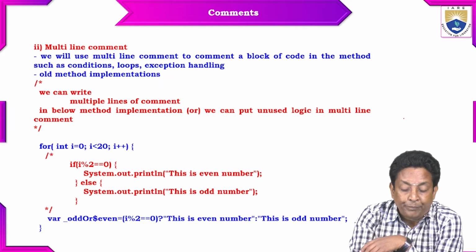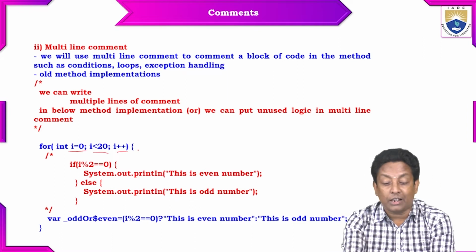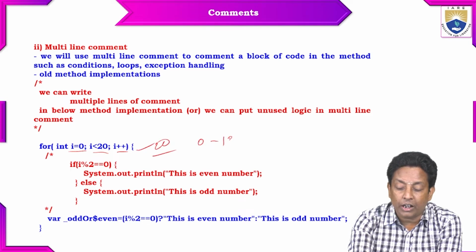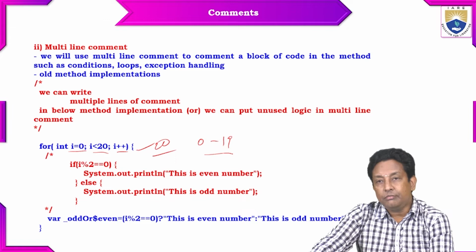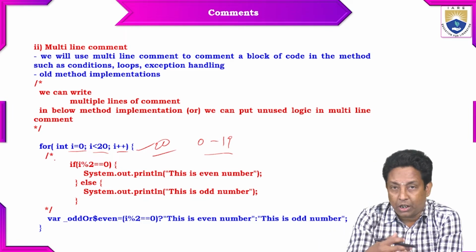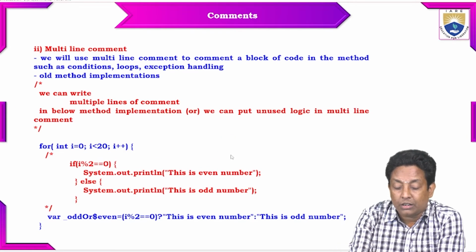For example, take one simple for loop: for int i is equal to 0, i is less than 20, i plus plus. This for loop is iterated 20 times, from 0 up to 19. During each iteration, the i value is produced as 0, 1, 2, 3, 4, and so on. So how do you write logic to check whether that variable is an even value or odd value?